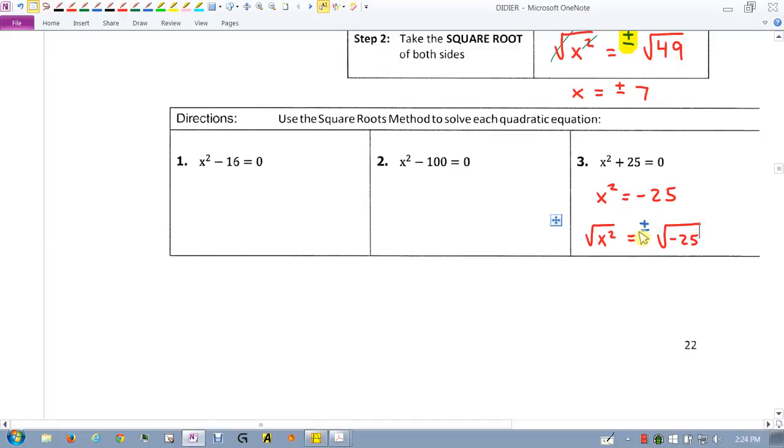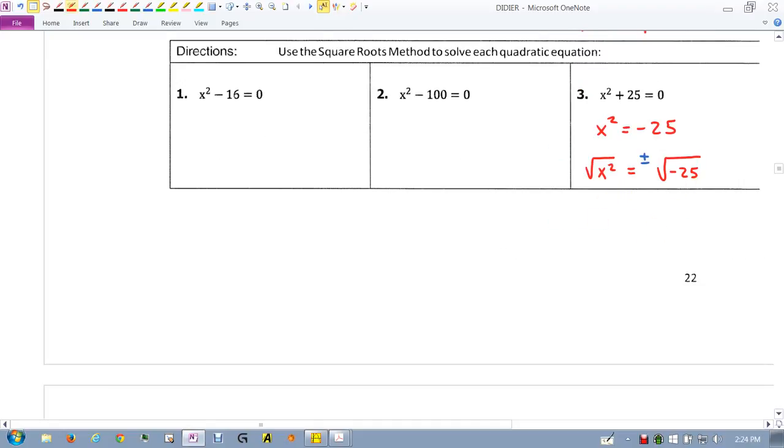What I'm trying to get you to see is, don't let this plus or minus have any impact on that minus that's already there. That minus 25 is going underneath the square root. The plus or minus just means we're going to have two answers, a positive and a negative. Now what does the left side become? X. The right side becomes plus or minus 5i, because we see a negative, an i pops out, and the square root of 25 is 5. So there are two answers, 5i and negative 5i.